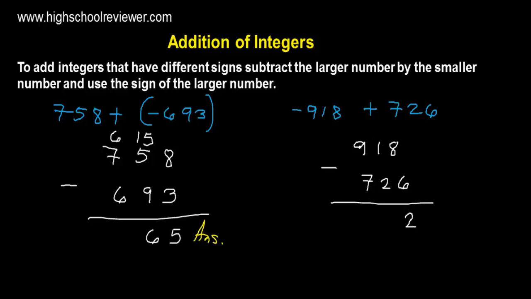We have to borrow 1 from 9. 1 will become 11, and 9 will become 8. 11 minus 2 is 9. And then 8 minus 7 is 1. What is the sign of the larger number? Negative. Negative 192. Therefore, negative 192 is our final answer for this problem.